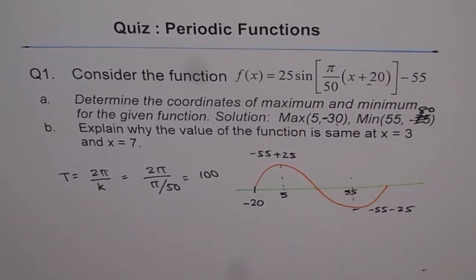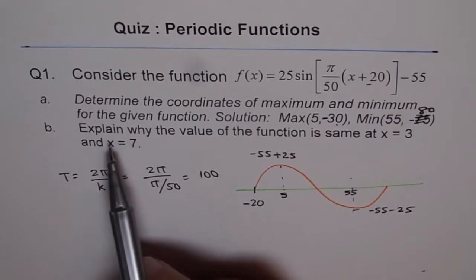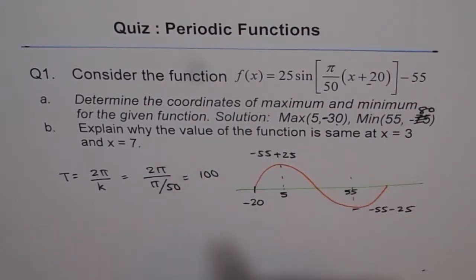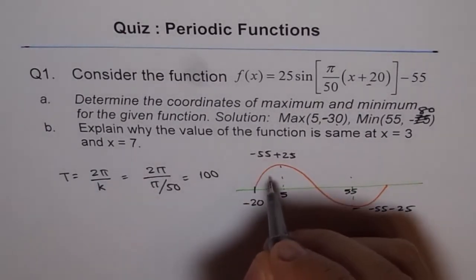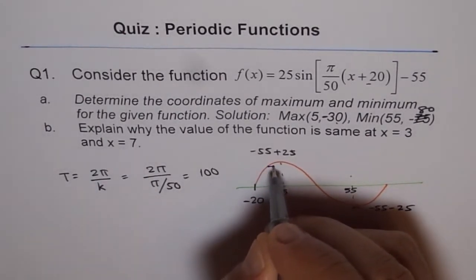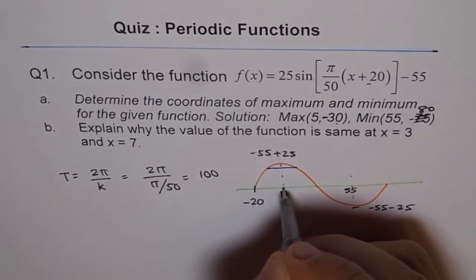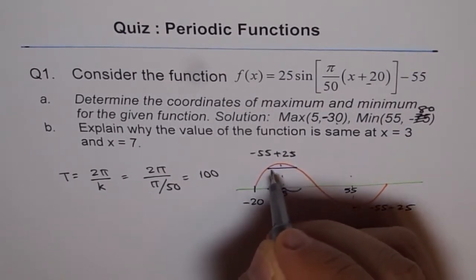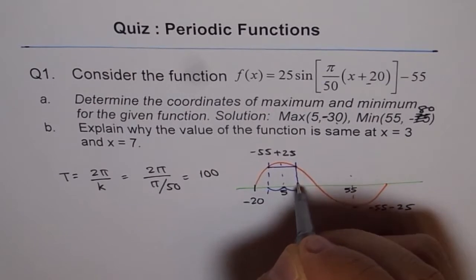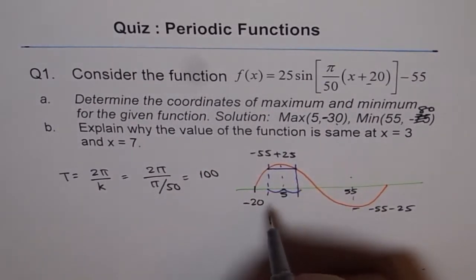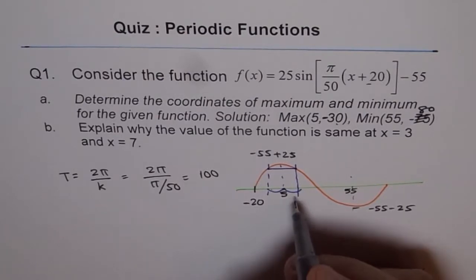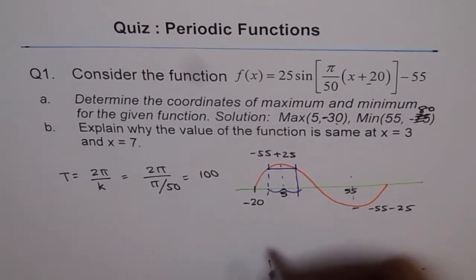Now the question here is, explain why the value of the function is the same at x equals 3 and x equals 7, right? So think like this: 2 units left and 2 units right. From the symmetry, do you see that? We can say this is 3, 2 units to the left. Do you see that? And 7 is 2 units to the right.